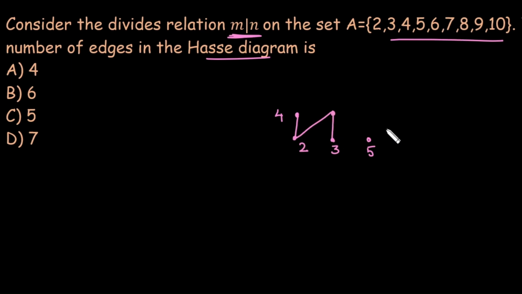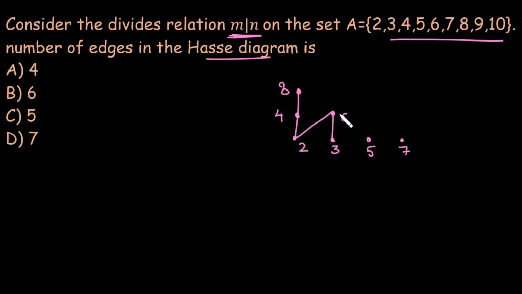What about the 7? So 7 will be at the bottom because none of the elements divide 7, as 7 doesn't divide any element in this case. 8. 4 divides 8, which means the level of 8 is 1 above 4. So here we have taken the 6 element. Whether 6 divides 8? No. Whether any other element divides 8? Yes, that is 2. But we will not join them because there is a way to reach 8 from 2.